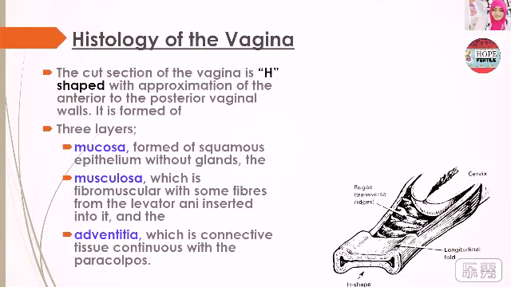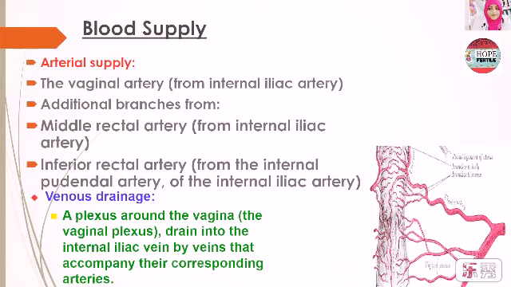So if we see the histology of the vagina, the cut section of the vagina is H-shaped, with approximation of the anterior to the posterior walls. It is formed of 3 layers: mucosa, musculosa, adventitia. Mucosa is formed of squamous epithelium without glands. Musculosa, which is fibromuscular with some fibers from the levator ani inserted into it, and adventitia, which is connective tissue continuous with the paracolpium.